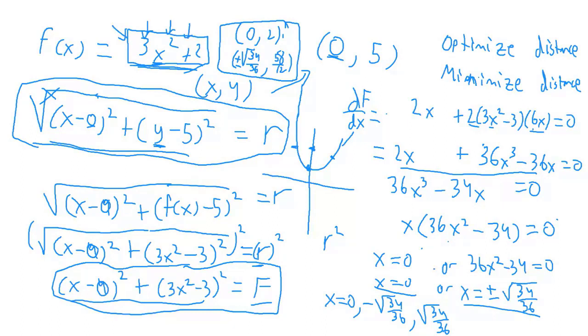To save space, I combined 2 coordinate pairs together, so our positive root 34 over 36 and our negative root 34 over 36 share the same y value. That's why I put the plus or minus there. Yeah, so all three of these points are the same distance away from this point 0, comma 5.